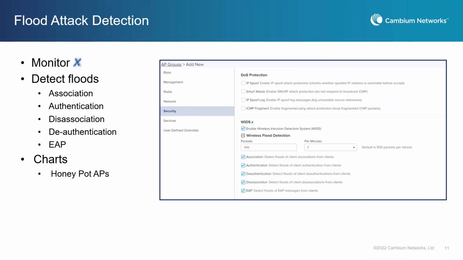Adding another layer of security to your wireless network, cnMaestro provides Wireless Flood Attack detection to monitor and detect association, authentication, disassociation, deauthentication, and EAP flood attacks on your wireless network. At the site level in the network tree, the WIDS page has charts with information on honeypot APs.